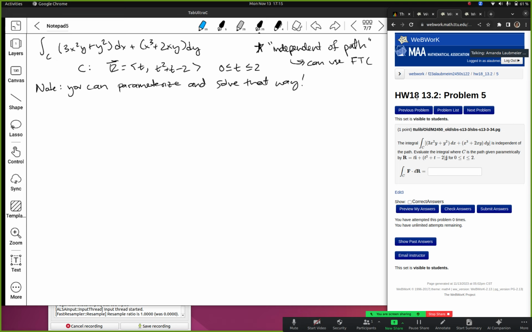If you weren't told it's independent of path, maybe by looking at these functions you would say they have some terms that are kind of similar to each other. There might be a potential function here. That's a little bit harder to spot, but once you do a lot of these problems, it does get easier. So I'm going to take the approach of finding the potential function and using the FTC, but you could do this however you wanted as long as you got the answer at the end.